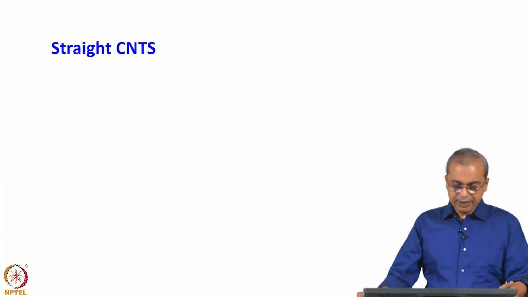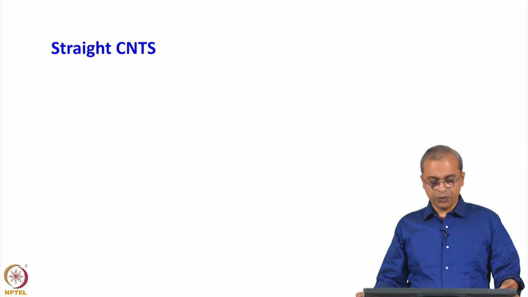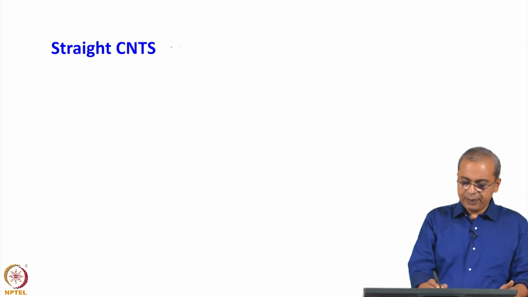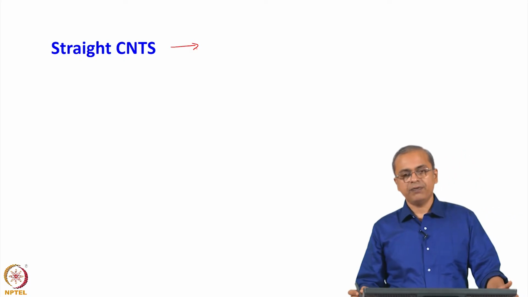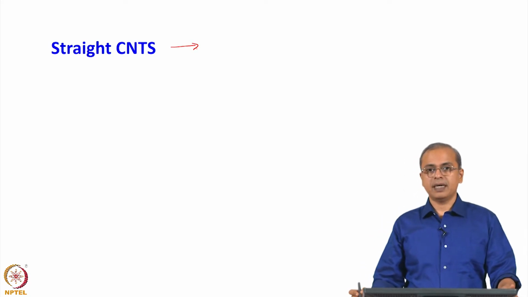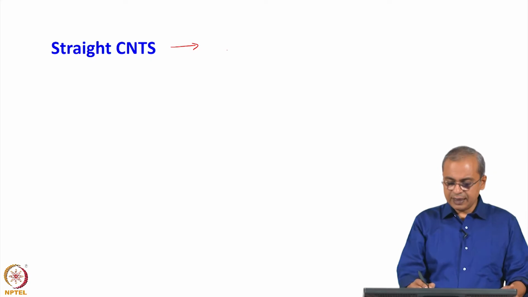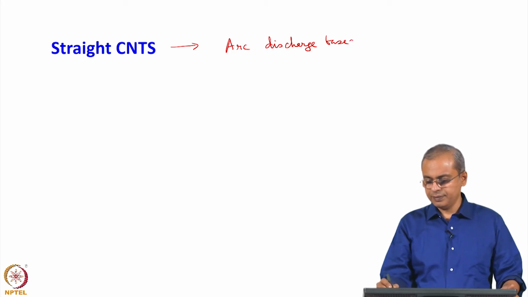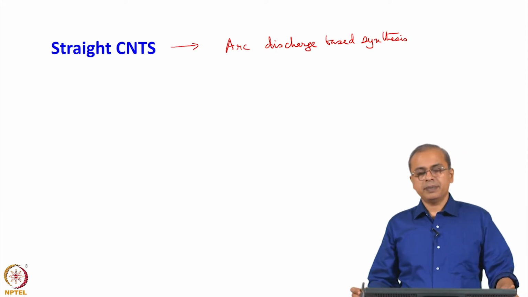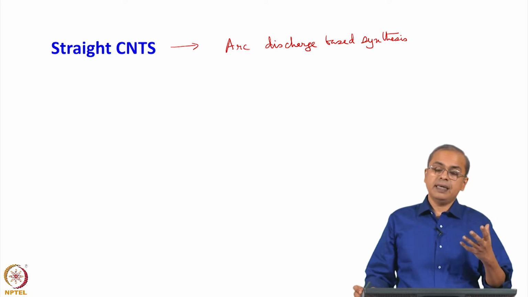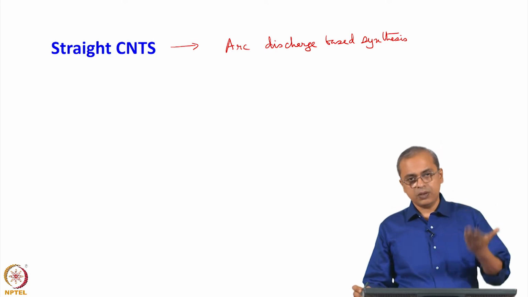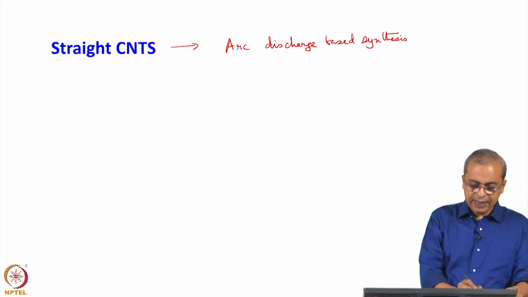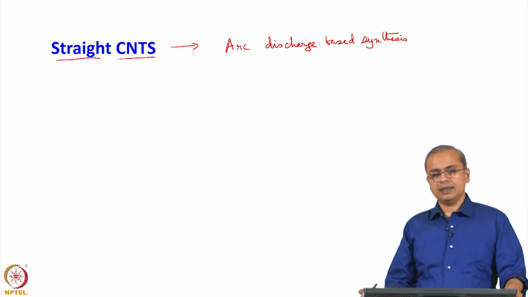Okay, so we will begin by looking at what are considered as straight nanotubes. Generally, when we prepare or synthesize nanotubes, we have different techniques by which you can synthesize carbon nanotubes. Usually when we do an arc discharge based synthesis, and we look at the soot that is generated, and you clean up that soot and then you look at it in the microscope, what we find is we get what we can describe as straight CNTs.